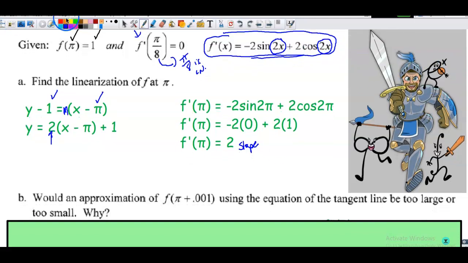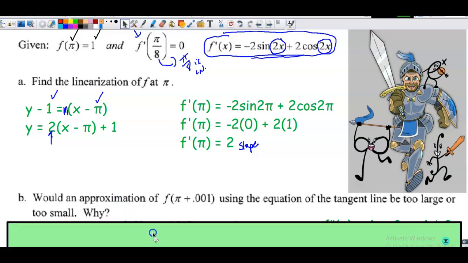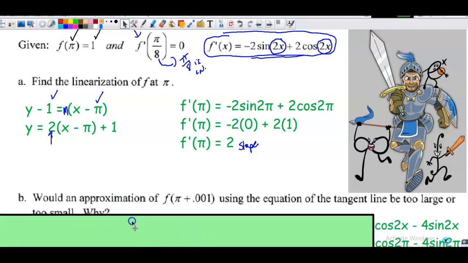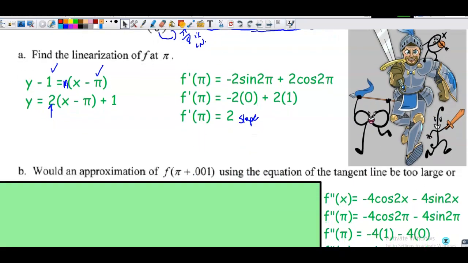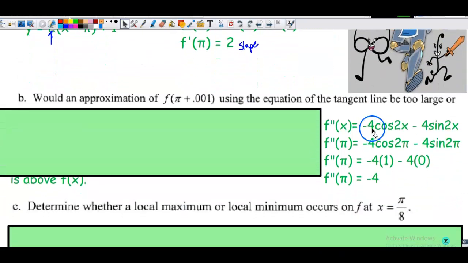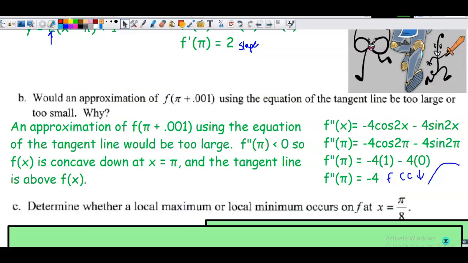So first we're going to find the second derivative. I think I do that right here. Let me slide this over and then slide this down. So using the chain rule, the second derivative is -4 cosine 2x minus 4 sine 2x. Substituting in pi, we get an outcome of -4. And since the second derivative is negative, that tells us that f is going to be concave down, which means the tangent lines would be above and the approximations would be too large. So hopefully that's what I said.